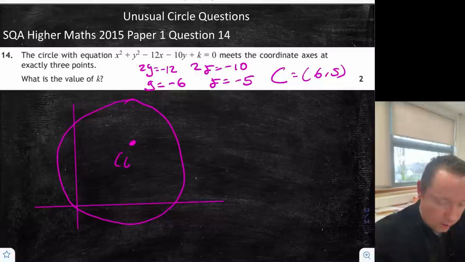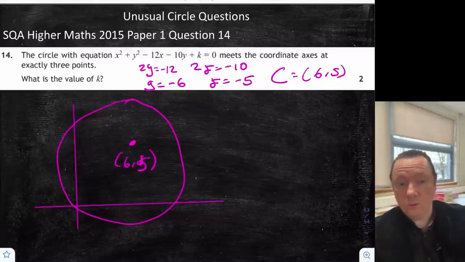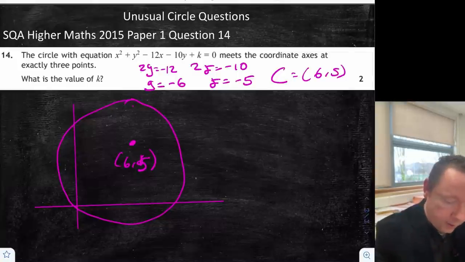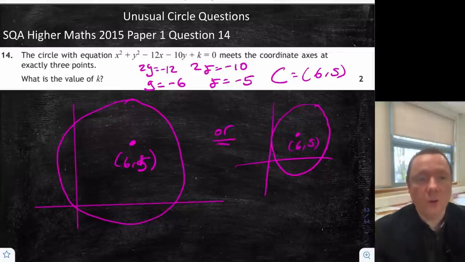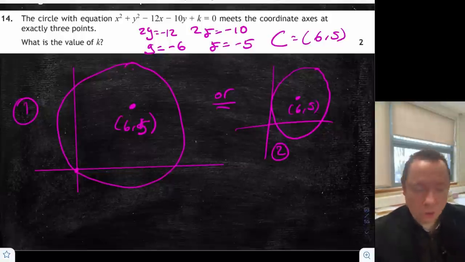And this is just a wee quick sketch to get an idea of what's happening. But also, we could have the y-axis be a tangent. So we could alternatively have something like this, where it's a tangent, but then it dips under. And this is the point 0, 6. So that's our two options for this question. So we'll just look at option one and option two. So let's look at option one.